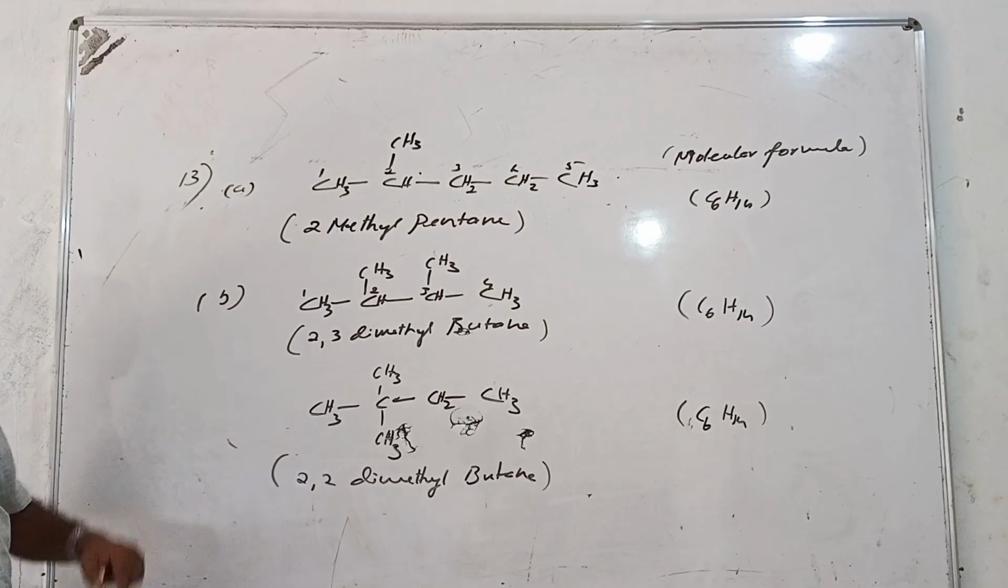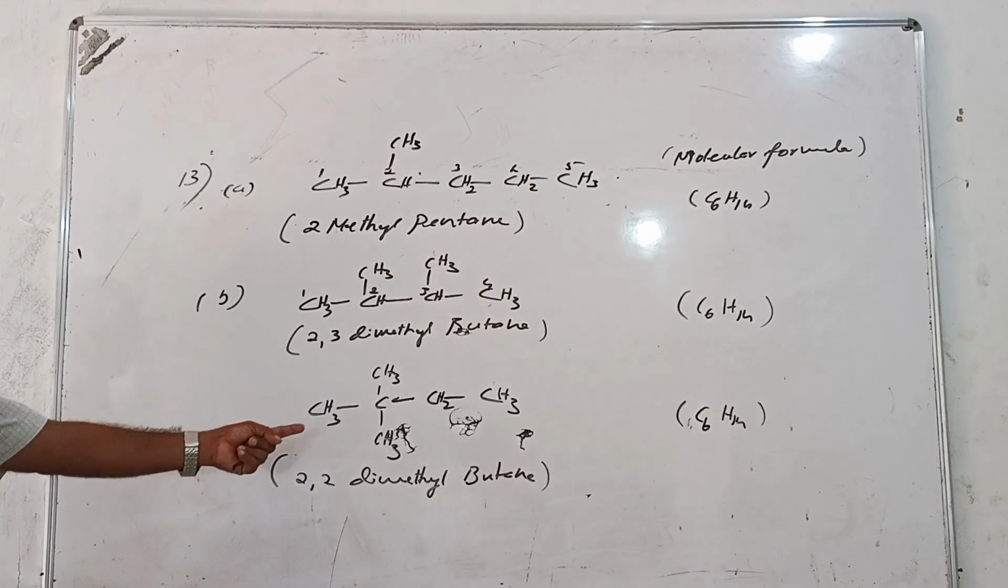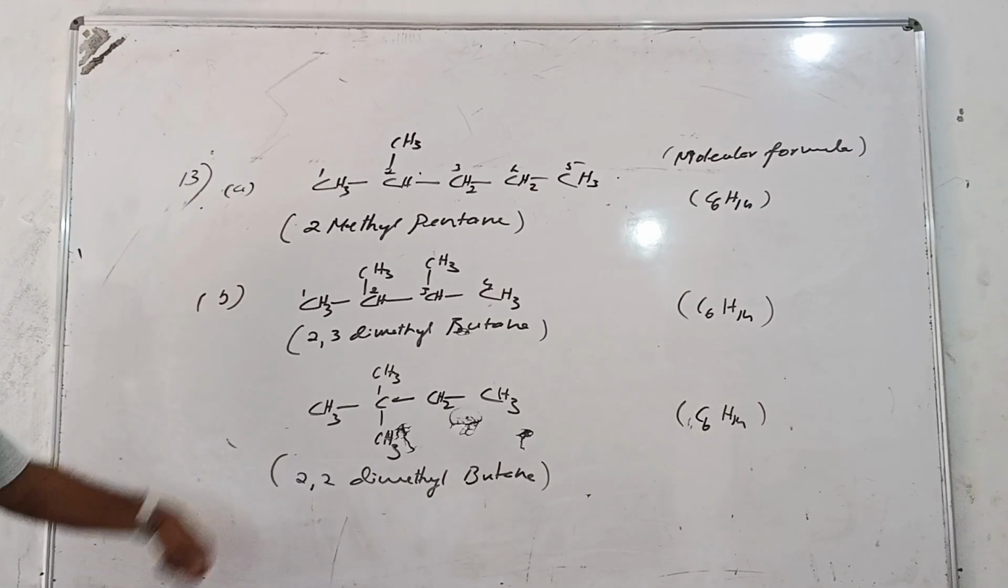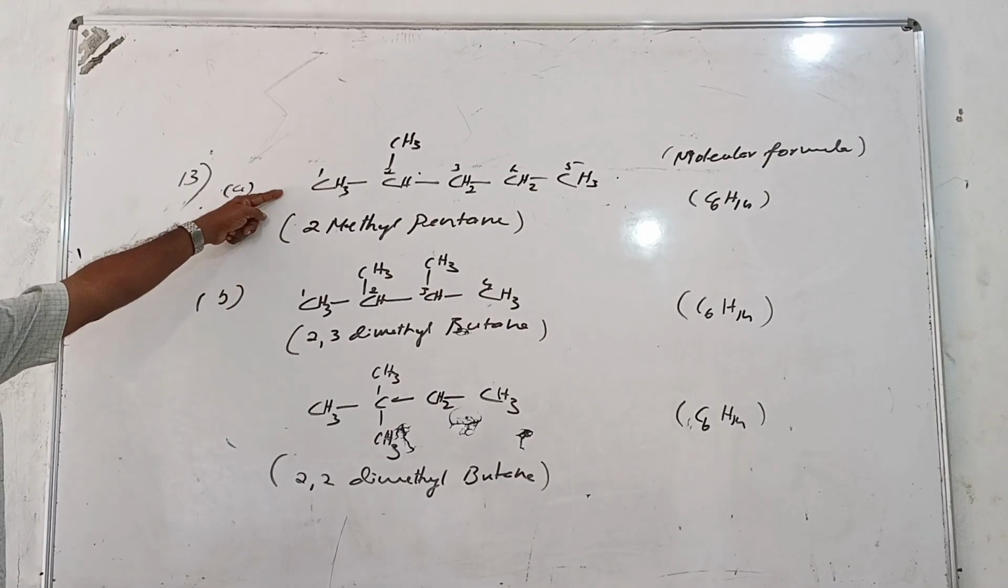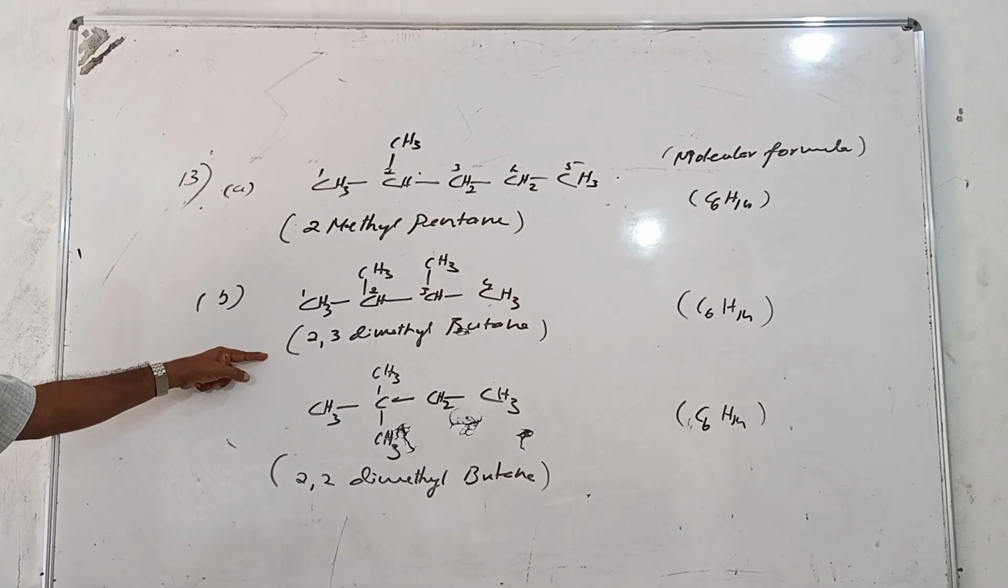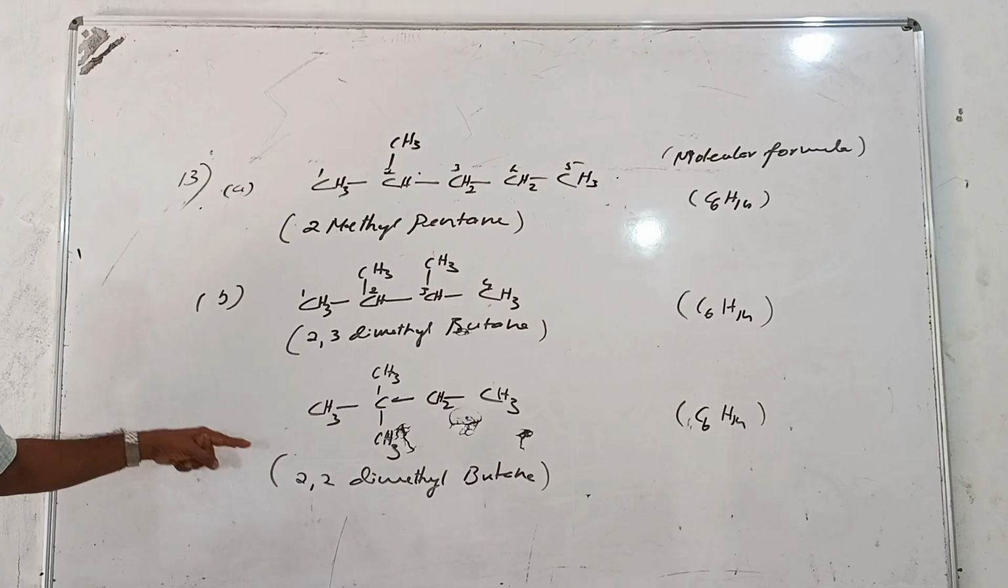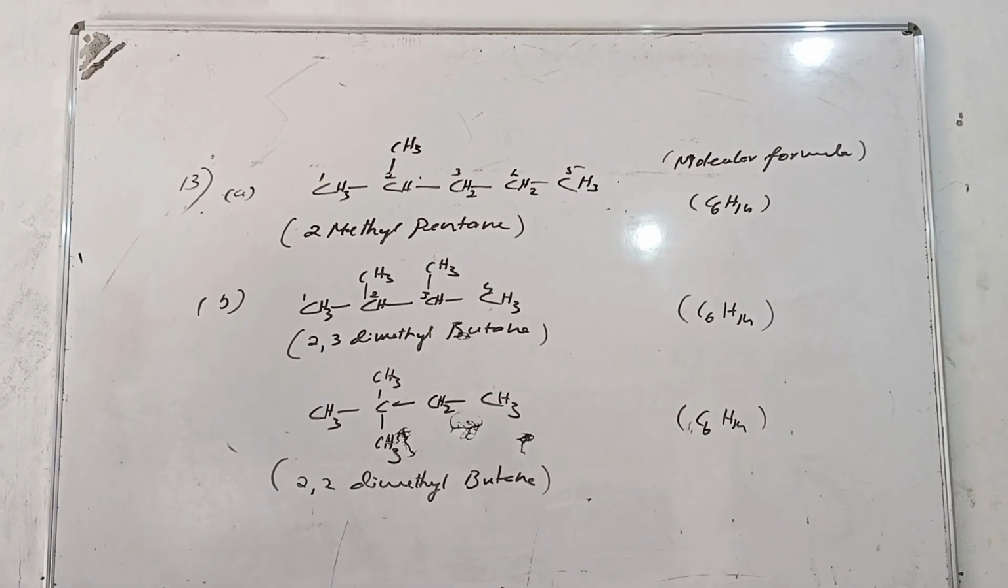The molecular formula is the same, but there is a difference in the chain. So we can call them chain isomers of 2-methyl pentane. This is 2-methyl pentane, this is 2,3-dimethyl butane, and this is 2,2-dimethyl butane.